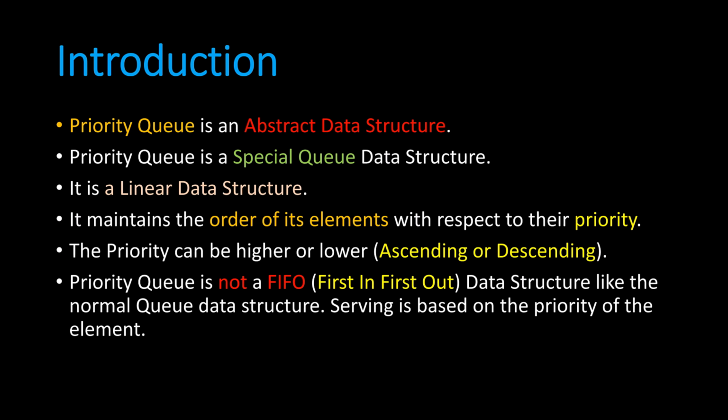If we are implementing a lower priority queue or min priority queue, the lowest priority element will be removed first or served first. If it is implemented with a higher priority or descending order queue, the higher priority element will be served first.